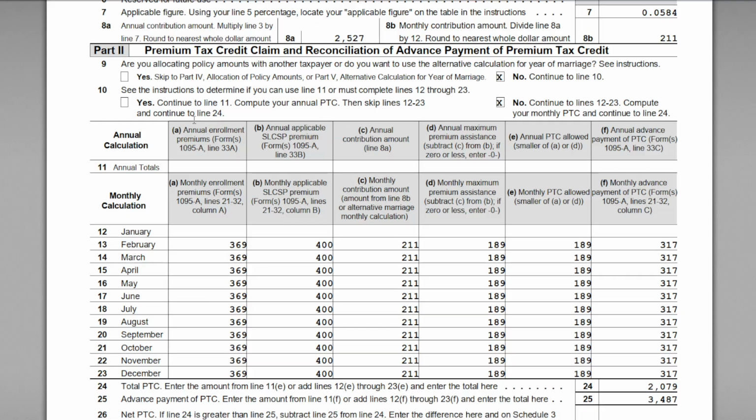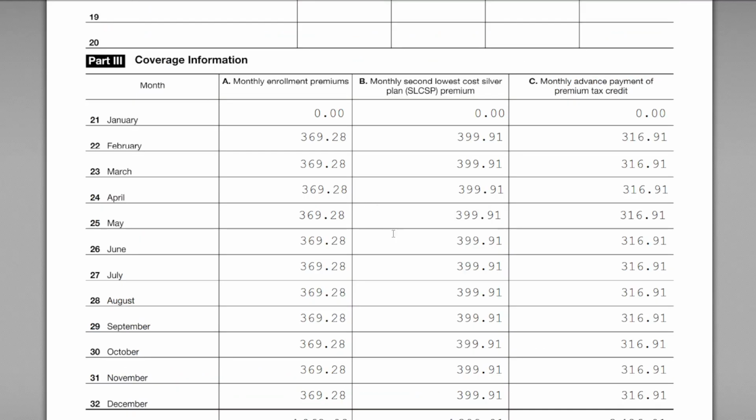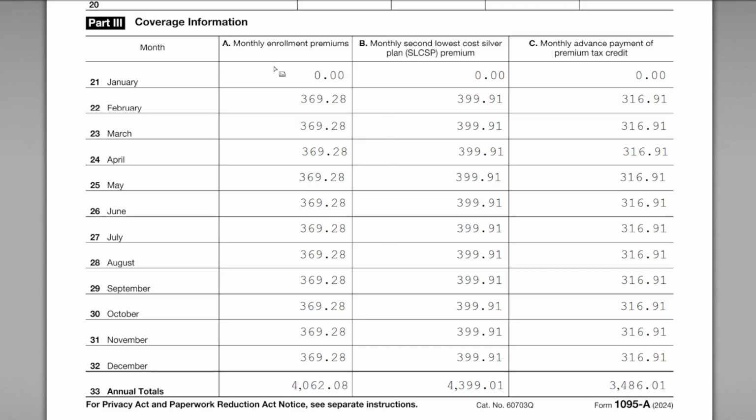And the annual amounts is basically a summary of all the monthly amounts. You can use the line 11 annual amounts if you were covered by the plan the entire year and none of the monthly amounts change, so they didn't fluctuate. In other words, if you're looking at your 1095A and you see that you're covered the whole year, so you have amounts filled in for January all the way through December, and all of the dollar amounts remain the same month to month, then you can use the annual totals.